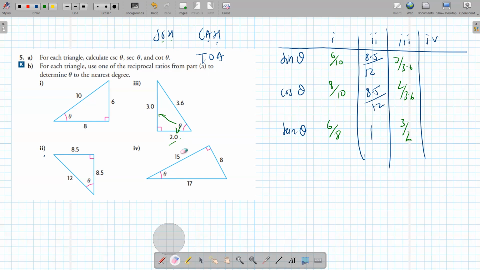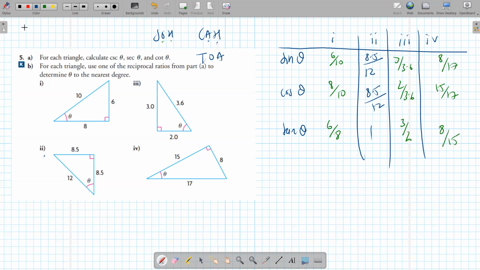You want to do the last one? 4, what's sine theta? 8 over 17? What's cosine? 15 over 17? Right. What's tan? 8 over 15? Yeah, that's all there is.